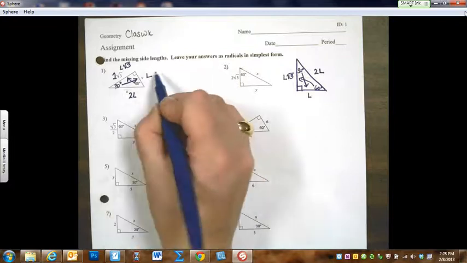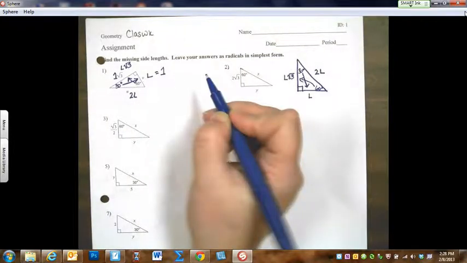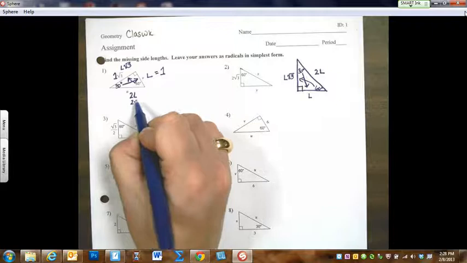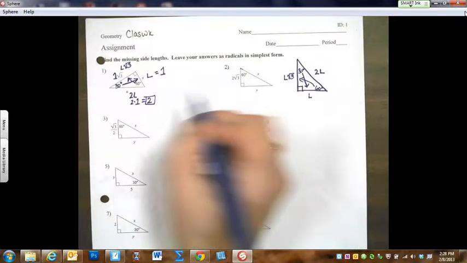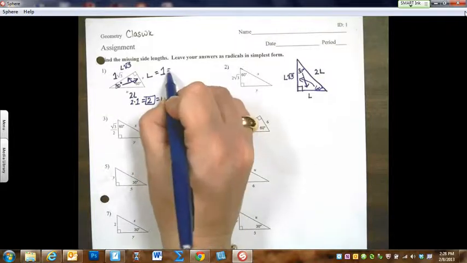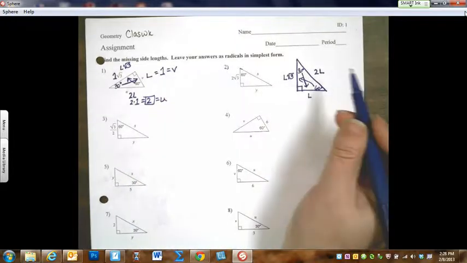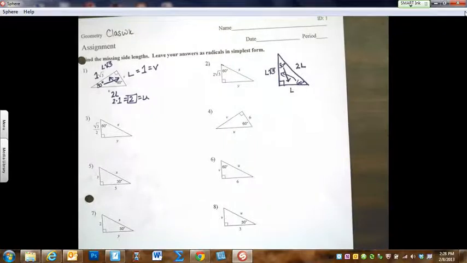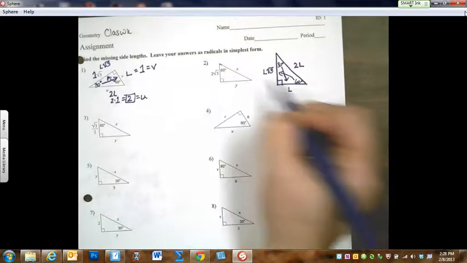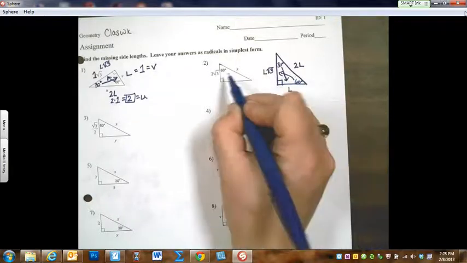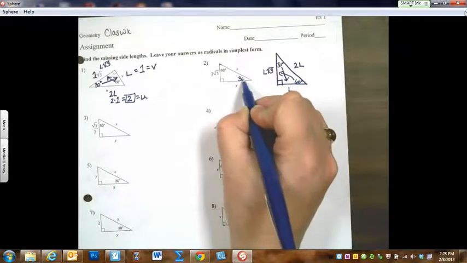So I'm going to come and plug that in over here. That's 1. And this is 2 times 1, which equals 2. So that's the length of U. That equals U. And 1 equals the letter V. Okay, let's jump over here to my next one. This is number 2. Once again, where's my 30-degree angle? Well, here's 60. That means this is my 30.